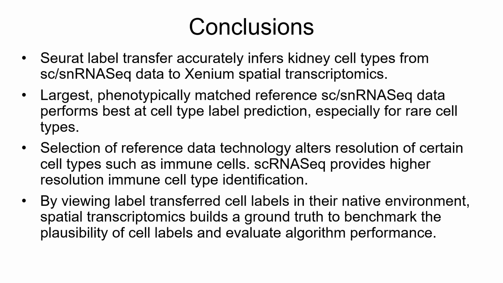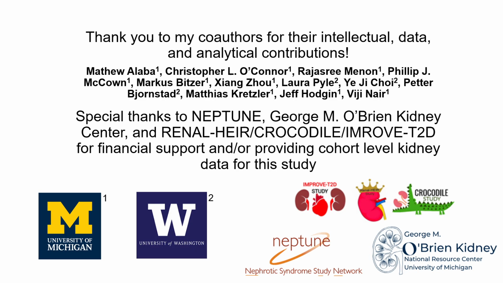So thanks for listening. It looks like Surrat label transfer is accurately inferring kidney cell types, and the best data set to use for reference is the largest phenotypically matched single cell or single nuc, and you'll want to be really thoughtful about the reference data technology, as that will alter the resolution of certain cell types. And what's really cool is that since we can view these transferred cell labels in their native environment, spatial transcriptomics is giving us a ground truth to benchmark the plausibility of these cell labels and to evaluate algorithm performance.